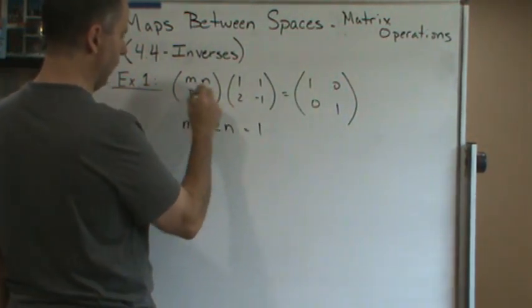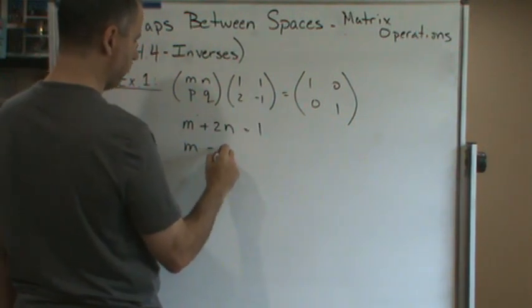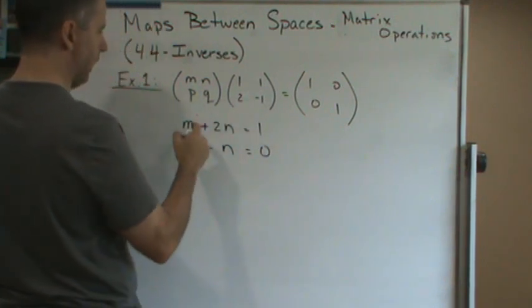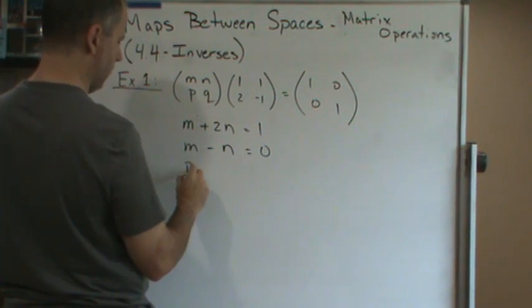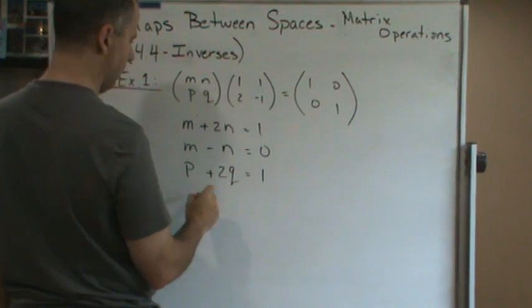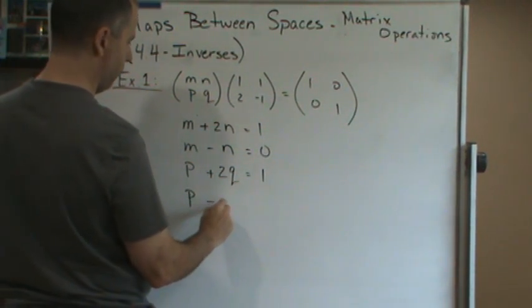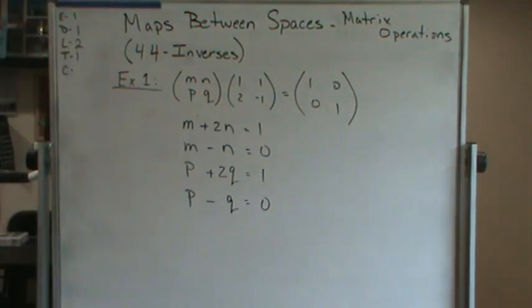So now I'm going to get what? I'm going to get m minus n is equal to 0. And now I'm going to do this one, which is going to be p plus 2q is equal to 1. And then I get p minus q is equal to 0.